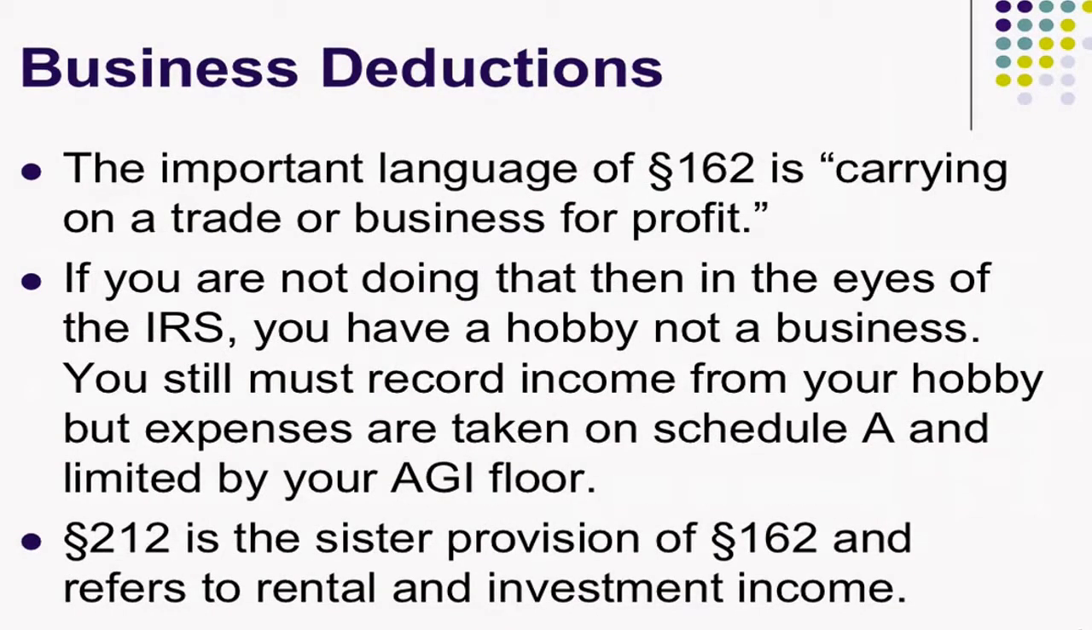The important language that you need to remember in terms of 162 is the language regarding carrying on a trade or business for profit. If you're not doing that in the eyes of the IRS, if you're not really carrying on a trade or business for profit, then what you have in the eyes of the IRS is a hobby. And you can still record income from your hobby and put that on your tax return, but the difference is in the expense side of things.